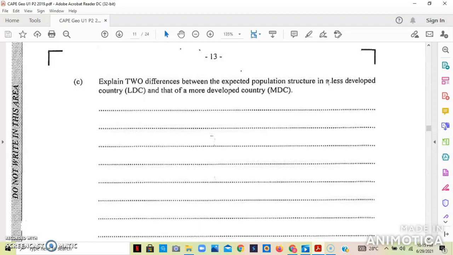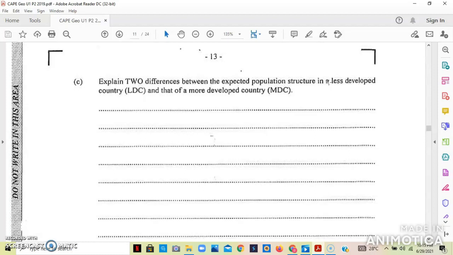So in the MDCs, they have a very high dependent population, especially the aging population, which could increase their crude death rate. So if you have a lot of persons between, for example, 50 to 80, it means that at some point the MDC might experience a very high crude death rate, because a lot of the old persons might pass away within a given year or a given time frame. So this could account for a high death rate within the country.